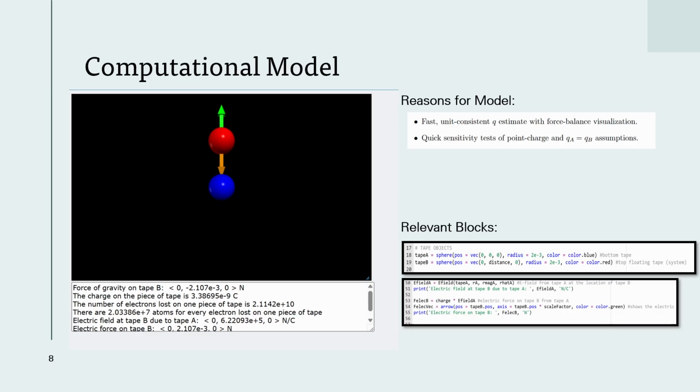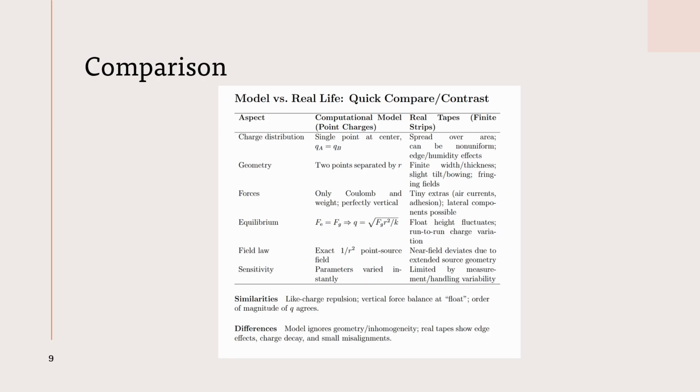One reason for pursuing the GlowScript model was because it was quick and fast in terms of unit tests, meaning we could consistently test the same thing and get the same results to verify our experiment. Now we can discuss how the GlowScript model compares with our real-life experiment. Both show a like charge repulsion. At the float height, the vertical force is balanced, meaning tape B floats and both the tapes repel from one another.